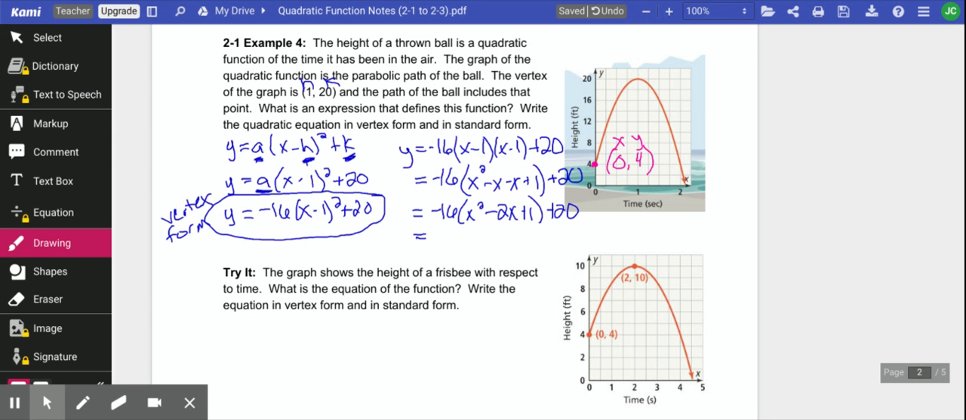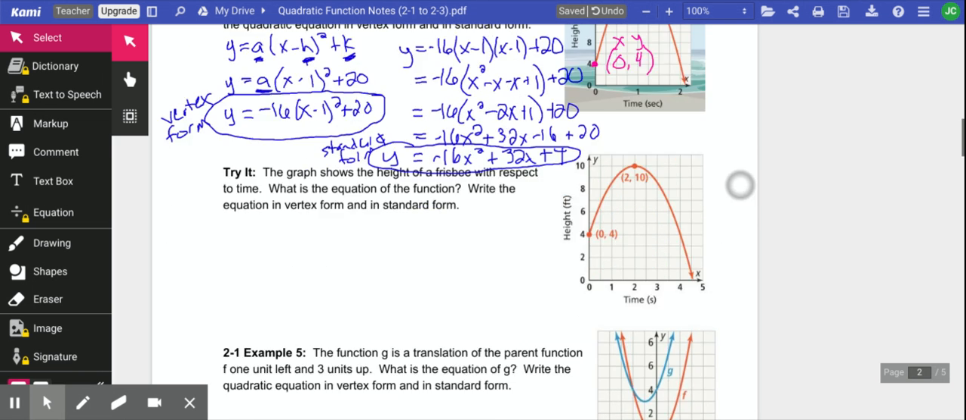Now we're going to distribute that negative 16. So we get negative 16x squared plus 32x minus 16 plus 20. And then the last step, we're just going to combine our like terms, which are the last two terms. So we get negative 16x squared plus 32x plus 4. So this is our equation in standard form. Anytime you want to move from vertex form to standard form: FOIL, distribute, combine like terms. All right, let's check out another one of these.